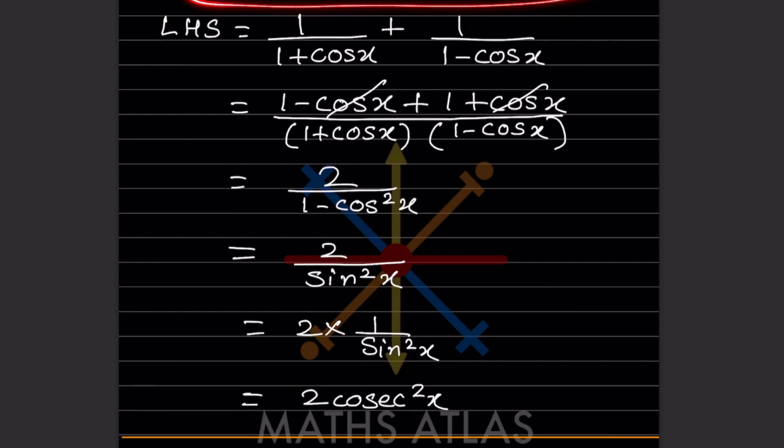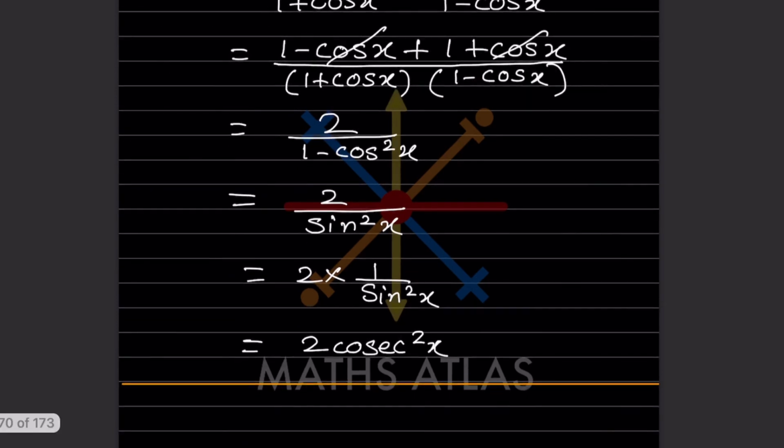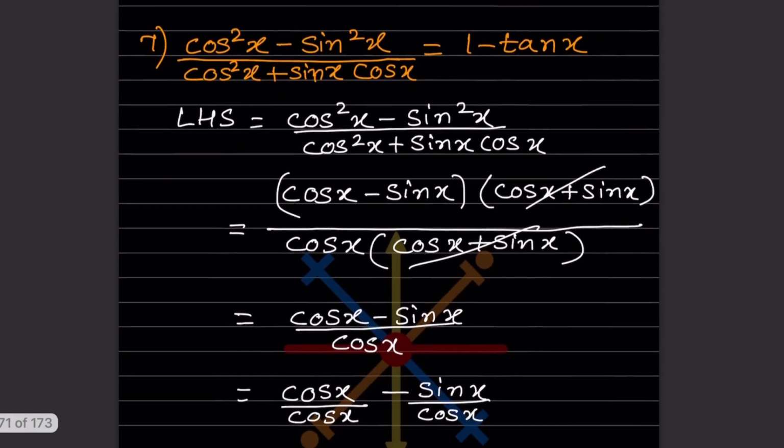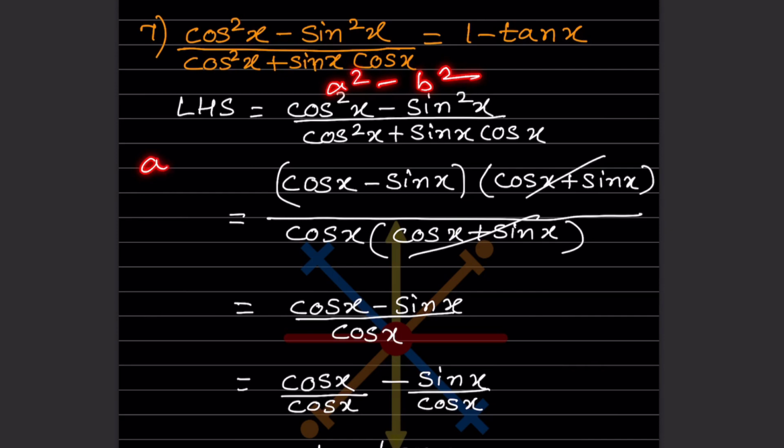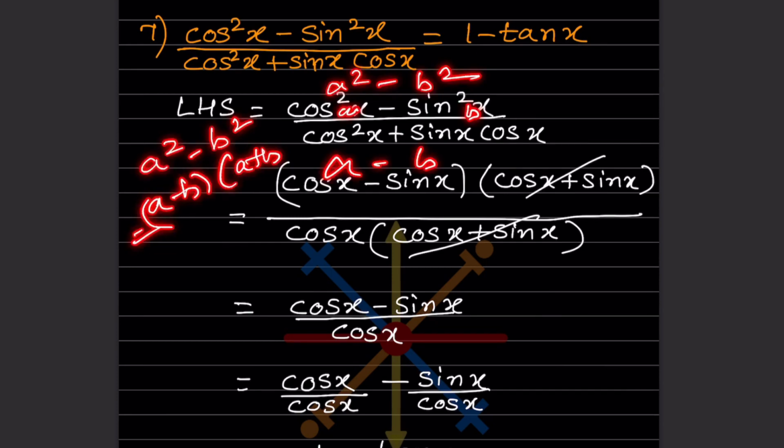So you write this sentence again, and then you can say that is proved. Now look at here again. This is the LHS. What we can do for this one is, this is a square minus b square. You know a square minus b square will be a minus b and a plus b. Here a is cos x and b is sin x, so you can write a minus b and this is a plus b. Hope you got this one.